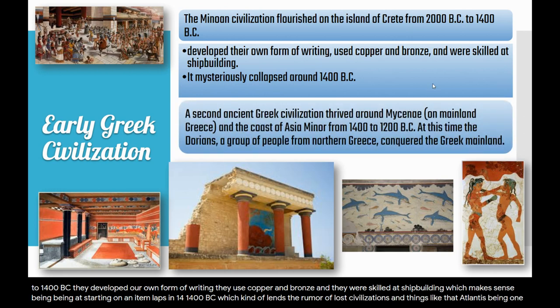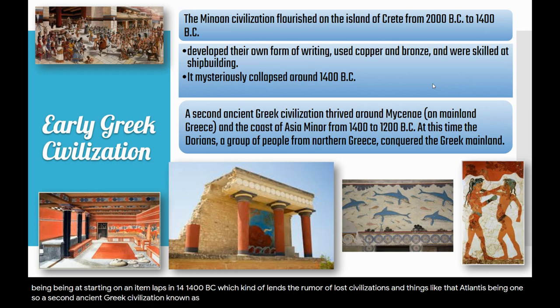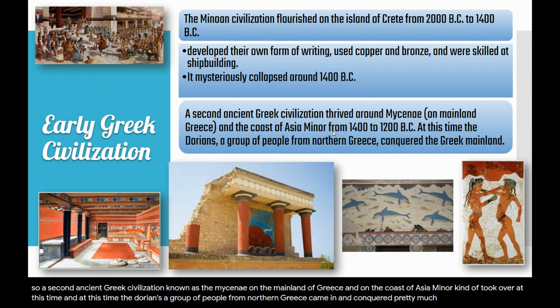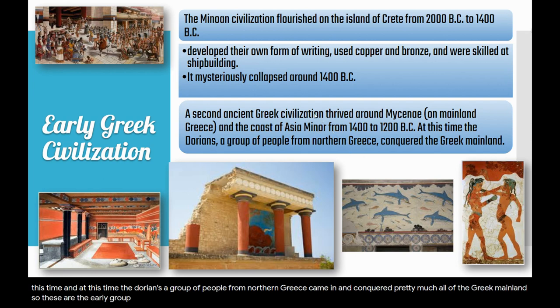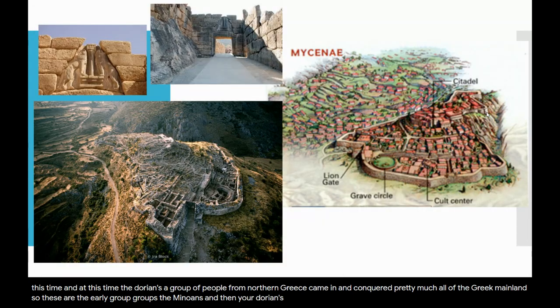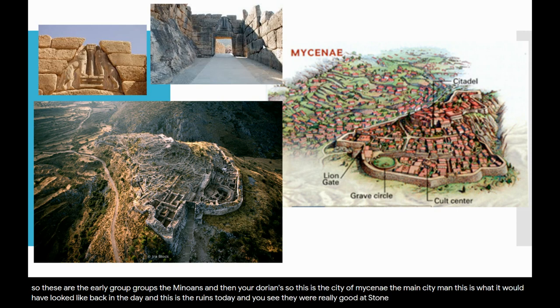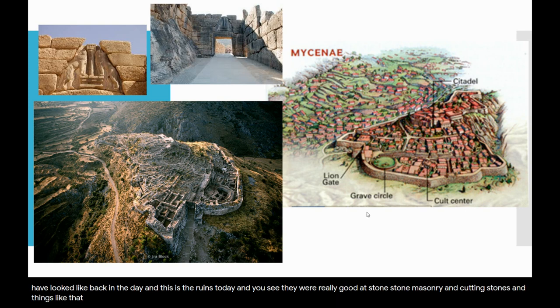Atlantis being one. So a second ancient Greek civilization known as Mycenae on the mainland of Greece and on the coast of Asia Minor kind of took over at this time. And at this time, the Dorians, a group of people from northern Greece, came in and conquered pretty much all of the Greek mainland. So these are the early groups, the Minoans, and then your Dorians. So this is the city of Mycenae, the main city. This is what it would have looked like back in the day, and this is the ruins today. And you can see they were really good at stone masonry and cutting stones and things like that.